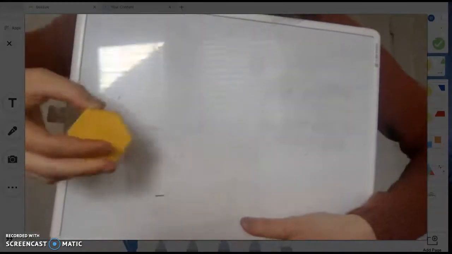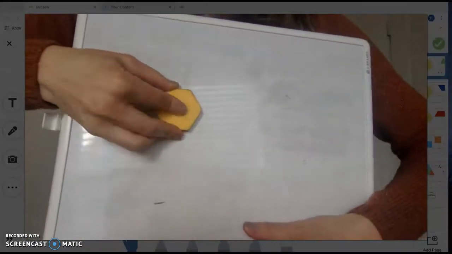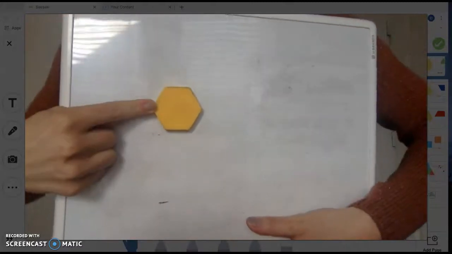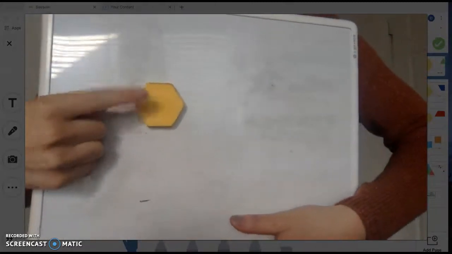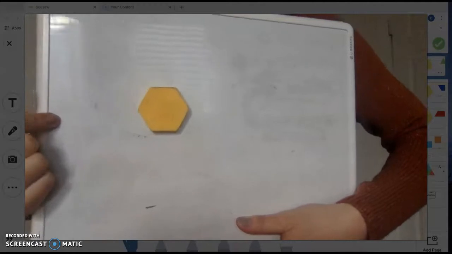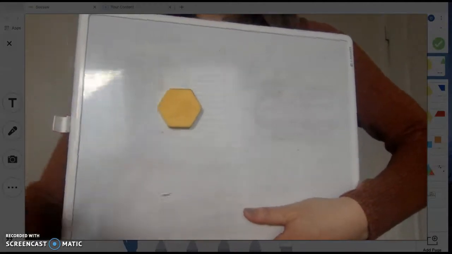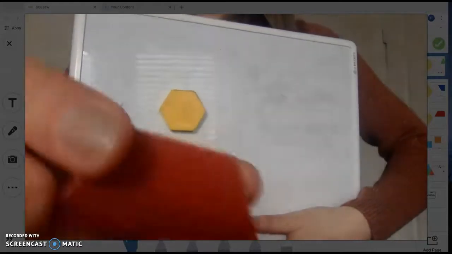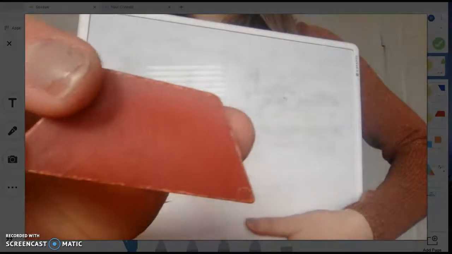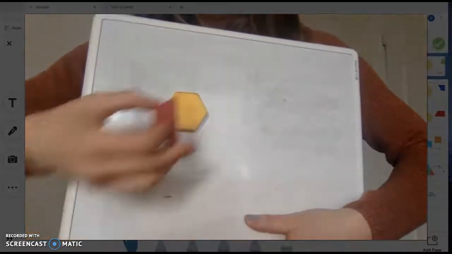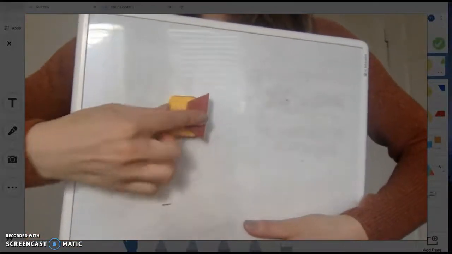So I'm going to put the hexagon on my board right here. Can you think of any shapes we can use to make this hexagon? What about, do you think we can make a hexagon using a trapezoid? Let's try. Will this work?